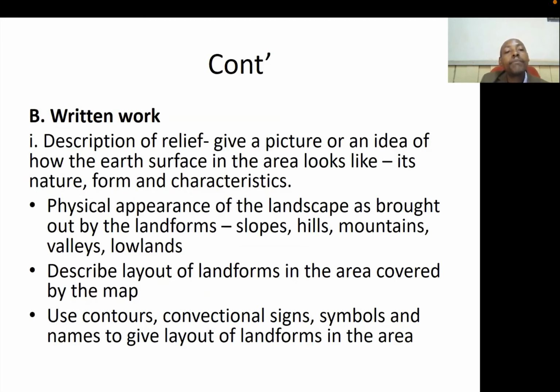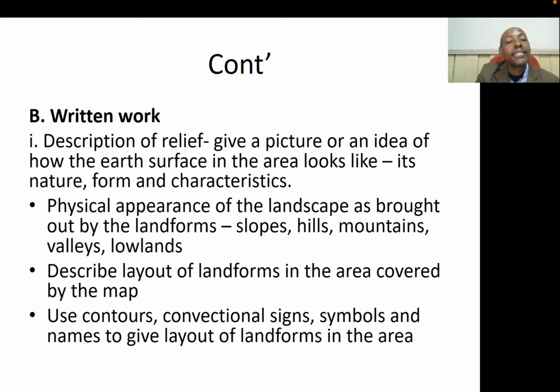The second part in map work is what I've termed as written work. This includes description of relief. Just like in description in the other questions, this requires you to give an idea of the physical appearance of the landscape as brought out by the landforms. This includes slopes, hills, mountains, valleys, lowlands, and other relief features.